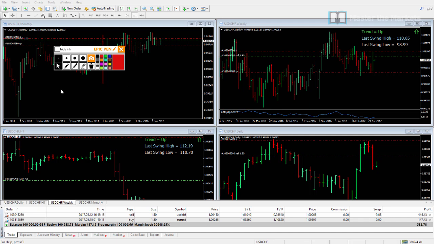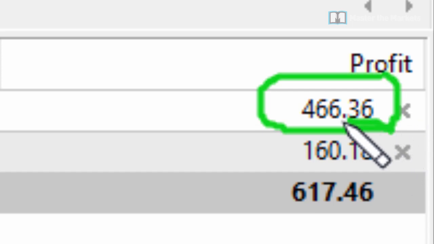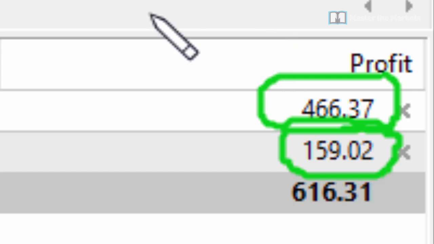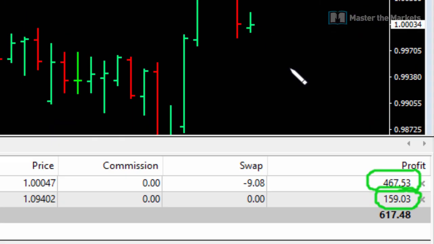So as you can see over here, we are in two positions at the moment. We can see that we are in the dollar Swiss, which is just under 500 pounds up, and the euro dollar is just under 200 pounds up. Dollar Swiss has been in it for 2 days, euro dollar has been for 1 day.